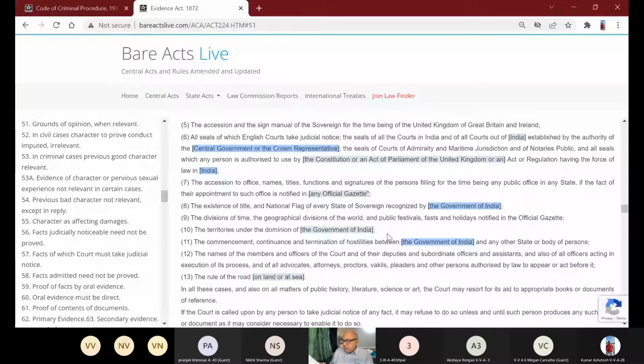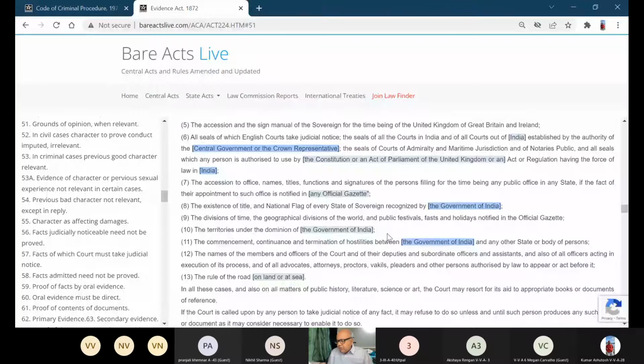In all these cases and on matters of public history, literature, science, and art, the court may resort to the aid of appropriate books or documents for reference. So the court is at liberty to peruse the books of history of eminent authors to come to a judicial notice. And they see the biographies of eminent writers, what they had to say about the facts where the court can take judicial notice. There are several international conventions: the Uruguay Convention, Morocco Convention, New York Convention, Paris Convention, and various others. India is a signatory to various international conventions. So all these conventions, bodies, and dignitaries, which are gazetted and about whom many books are written, the court will take judicial notice of.